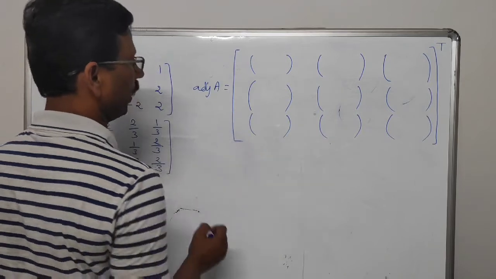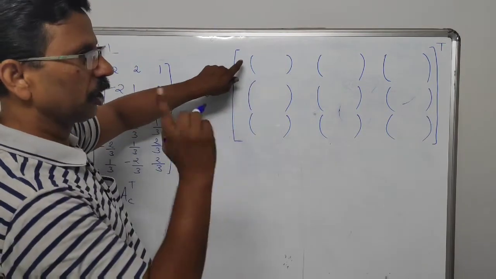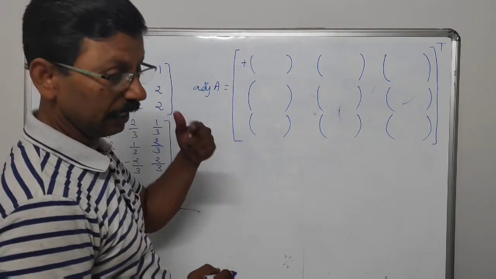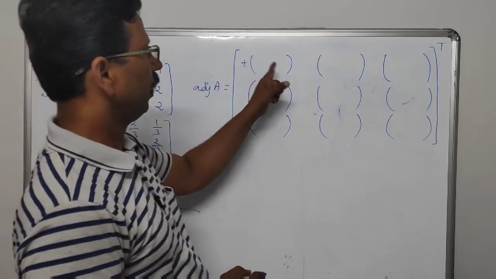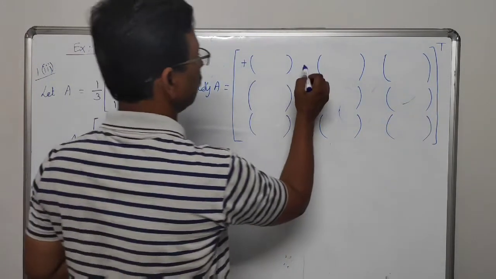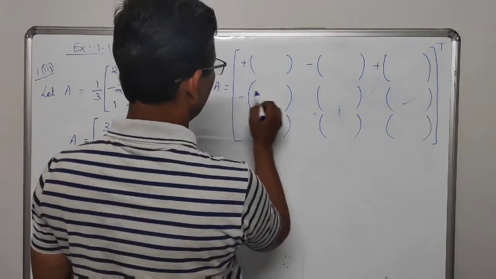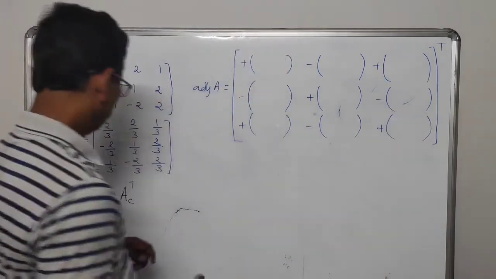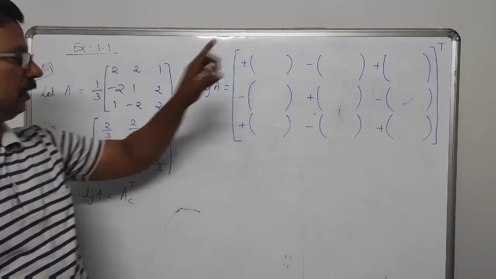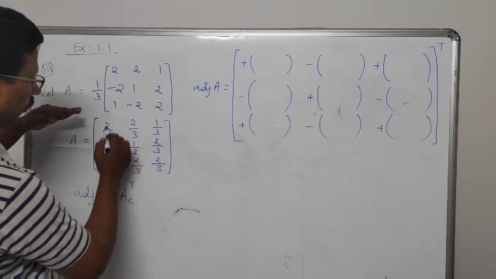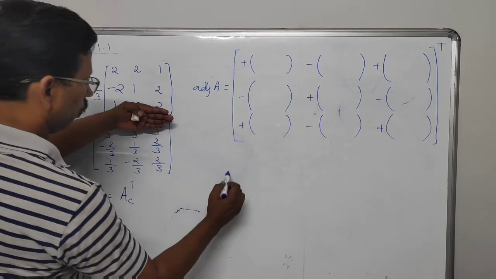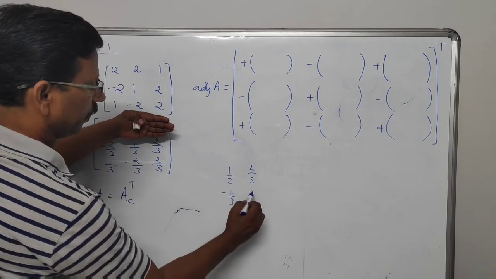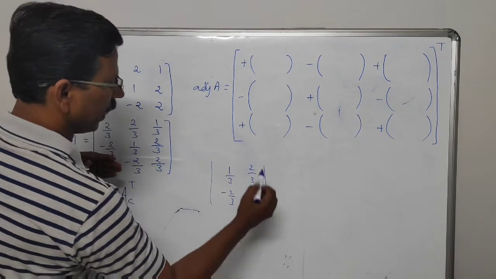Already we have done the first row, first column, meaning 1 plus 1 equals 2, an even number, so you can write a plus sign. Now you know very well, alternatively we can write the signs: this is plus, this is minus, this is plus. Then minus, plus, minus. Then plus, minus, plus. Now, how to find the minor of the first row, first column? The determinant we got is 1 by 3, 2 by 3, then minus 2 by 3, then 2 by 3. Now, for this minor we have to find the value.